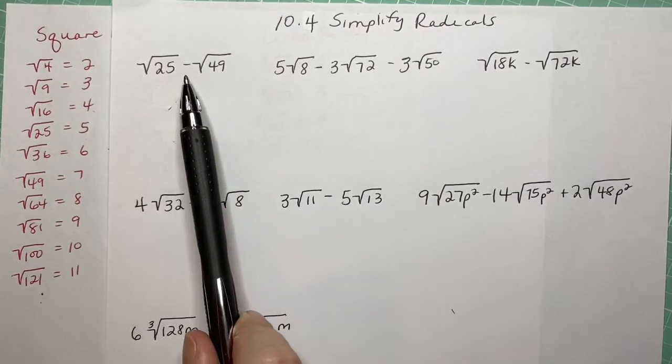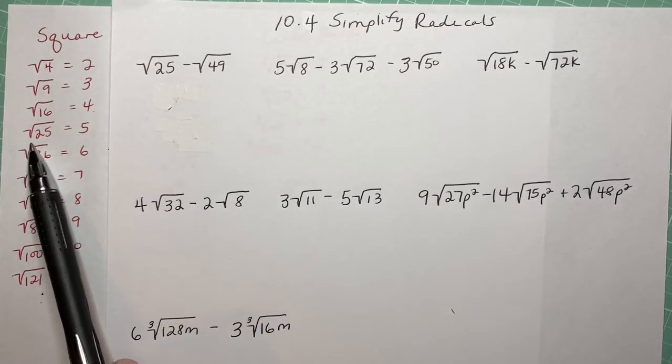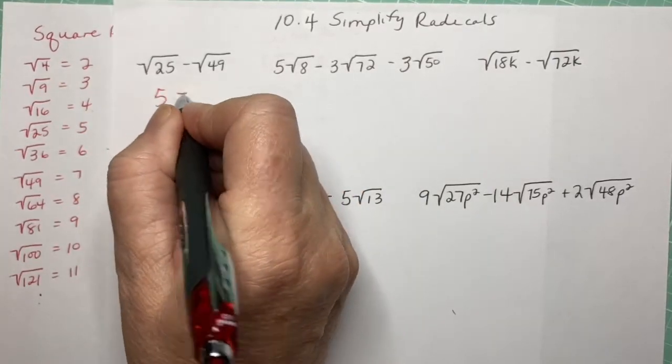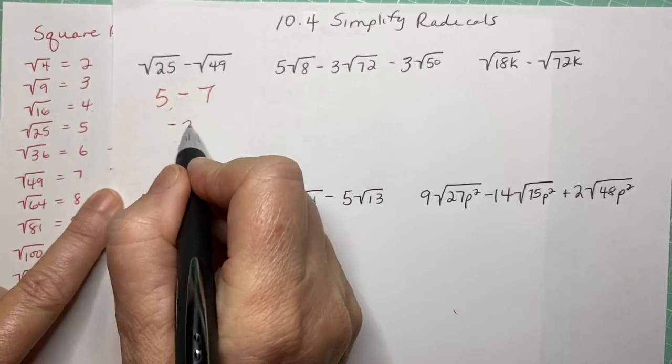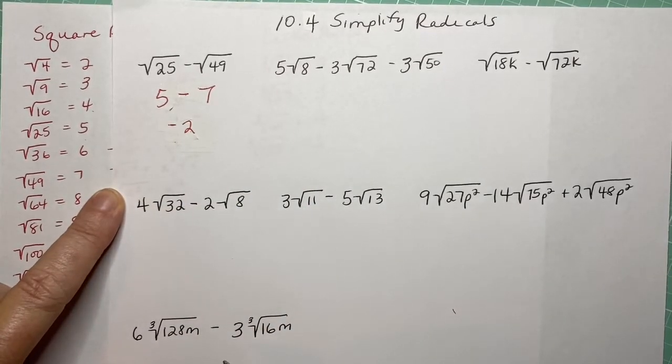So this first one, these are perfect squares. So we just know the square root of 25 is 5, minus the square root of 49, which we know is 7. So 5 minus 7 is -2. That one works out pretty easy.